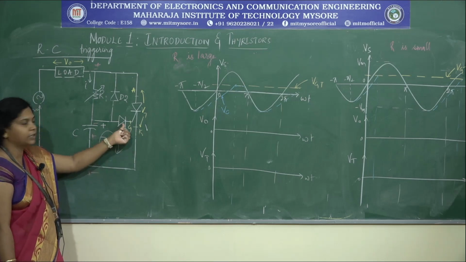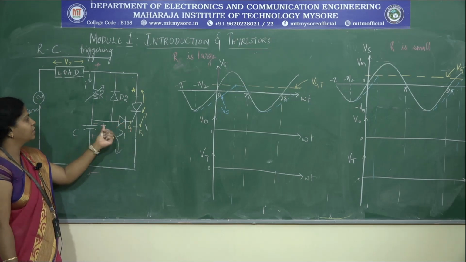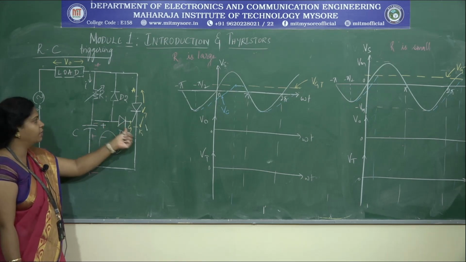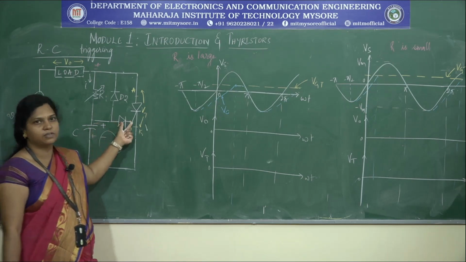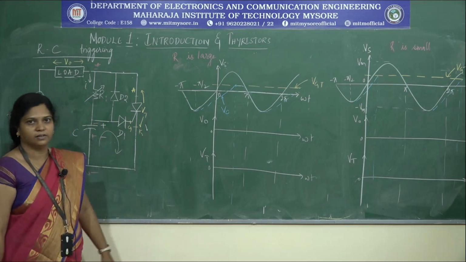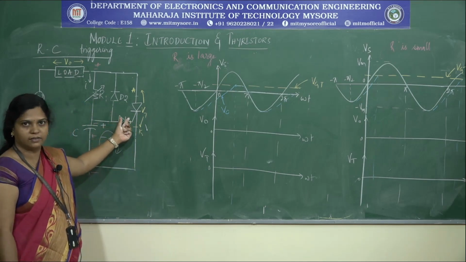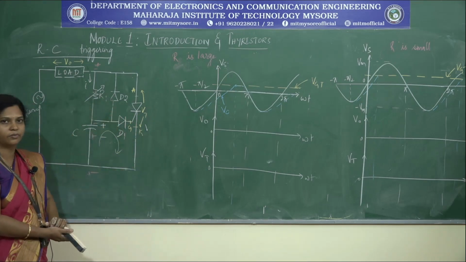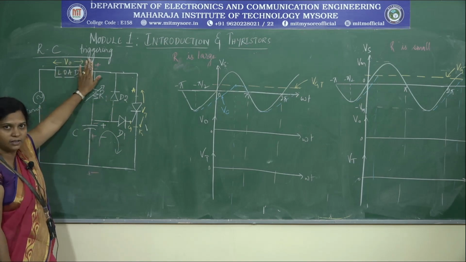Here you can see diode D1 is present. Because of this, diode D1 is forward biased and it allows the gate pulse to reach the thyristor. This turns on the thyristor. This is the general working of the RC triggering circuit.